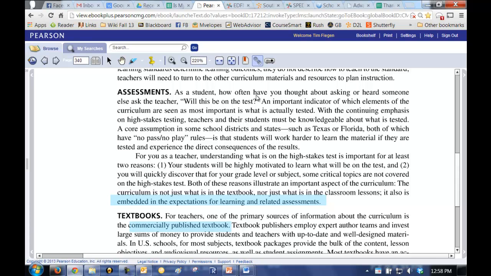Assessments. As a student, how often have you thought about asking, or heard someone else ask the teacher, "Will this be on the test?" And this goes on to talk about how sometimes that's what motivates kids: is this something they have to know?